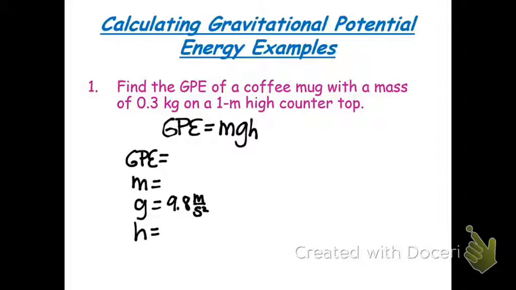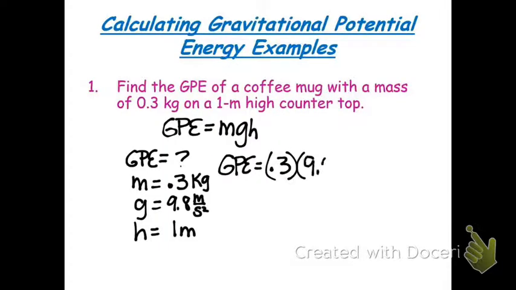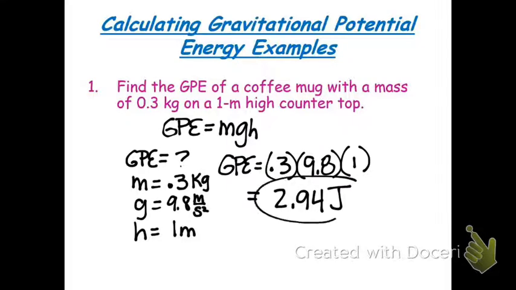Okay, so this one is talking about a coffee mug that has a mass of 0.3 kilograms. So we have the mass, and it's 1 meter high off of the table. We want to find the GPE. So this is going to be a straight multiplication problem. 0.3 times 9.8 times 1. We just take our handy dandy calculator, 0.3 times 9.8 times 1, and we get 2.94 as the calculator answer, and then you have to label it in joules.